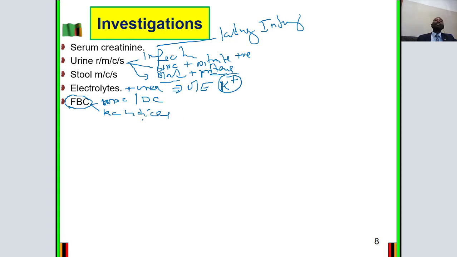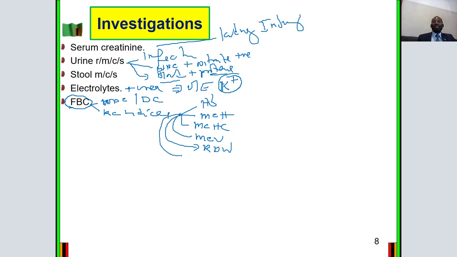So there I'm talking about the Hb, very important. I'm talking about the mean cell hemoglobin, the mean cell hemoglobin concentration, and the mean cell volume. I may also talk about the red cell distribution width, and the red cell count.